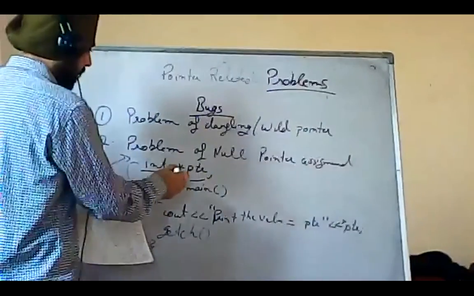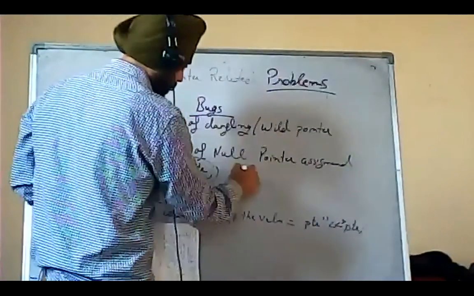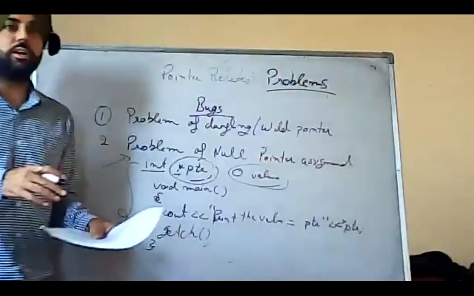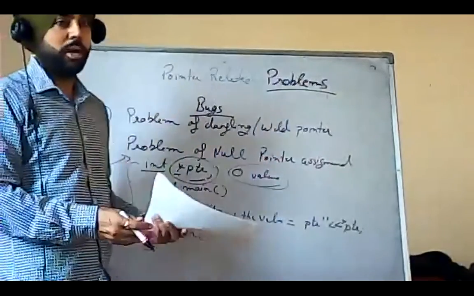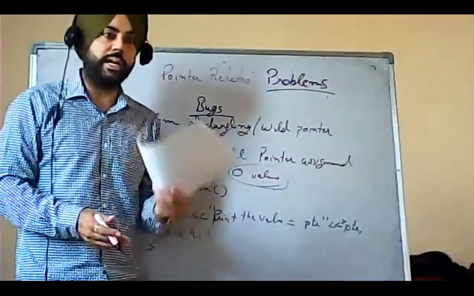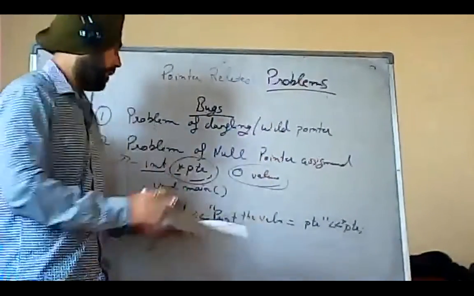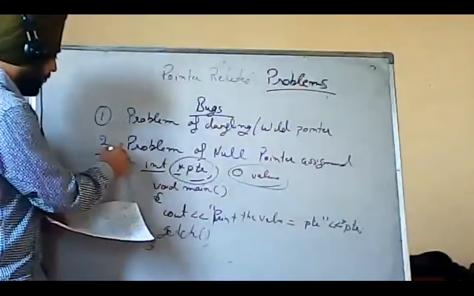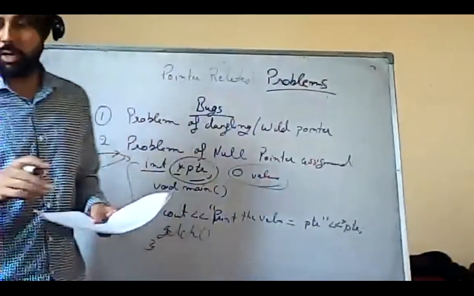Here the pointer has 0 value, because we are not assigning a value to this particular pointer, or we are not assigning a particular address to the specific pointer. So this is our second pointer related problem.